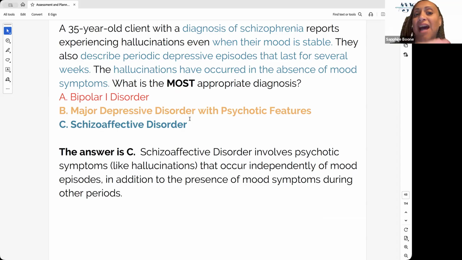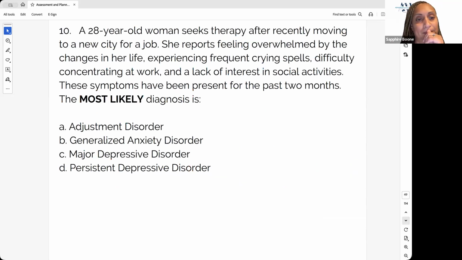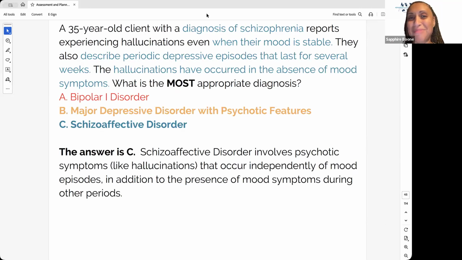But when it says the client has been diagnosed with schizophrenia, that's the base, and now we're sprinkling in the mood. That's where we can get to schizoaffective, because we already had a diagnosis of schizophrenia, and now all of a sudden we have some mood coming in, and that's where it becomes schizoaffective. Let me just go to schizoaffective.